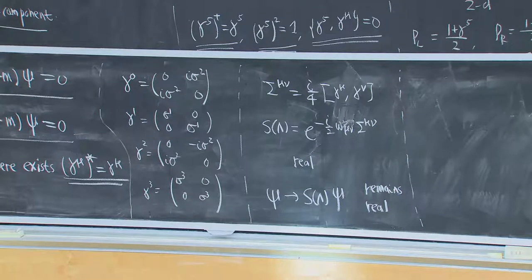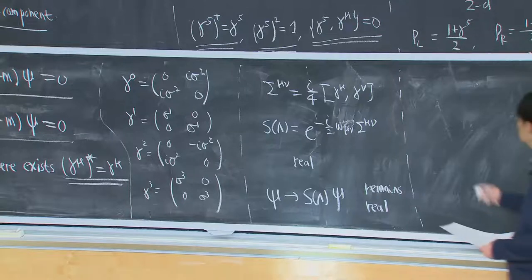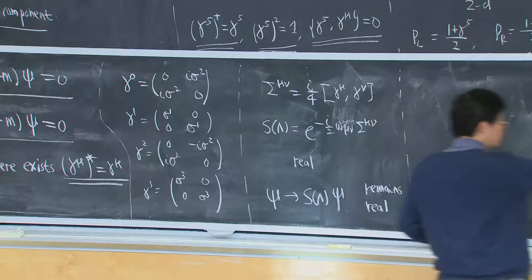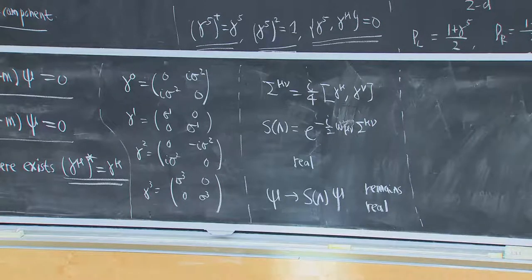So such a spinor is called a Majorana spinor, okay? So it has four real components. Yeah, we wrote there, it's four real components.